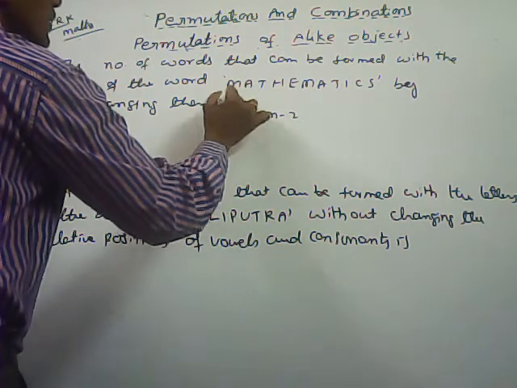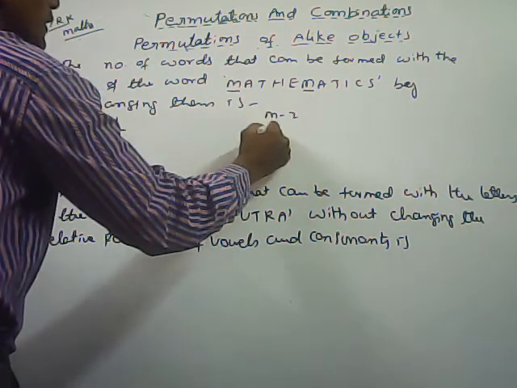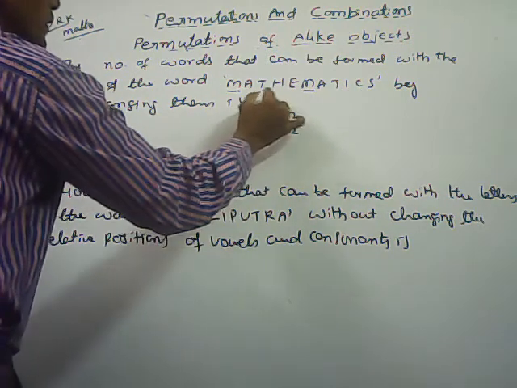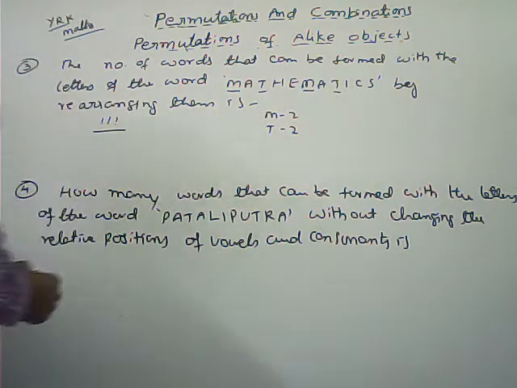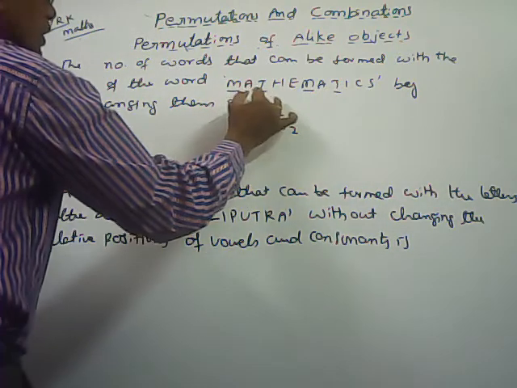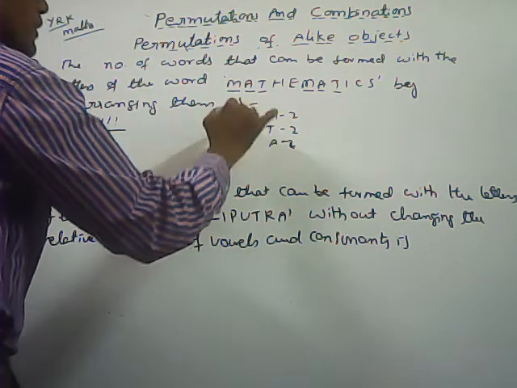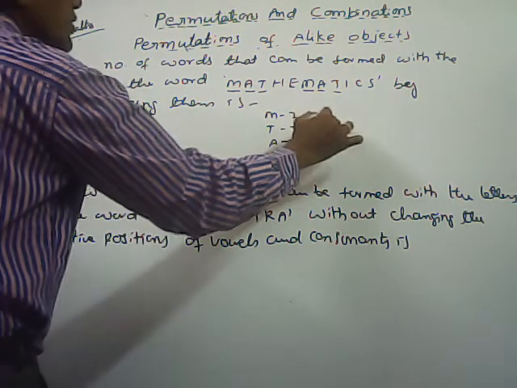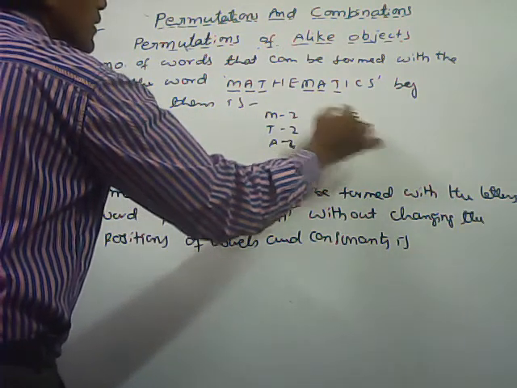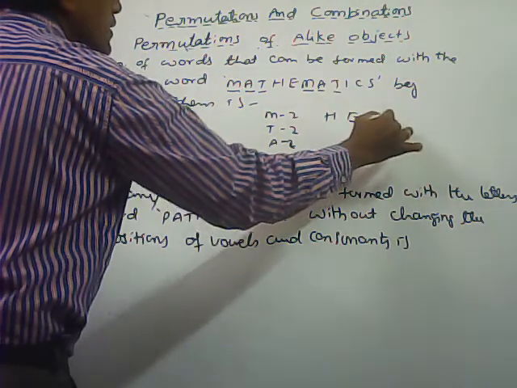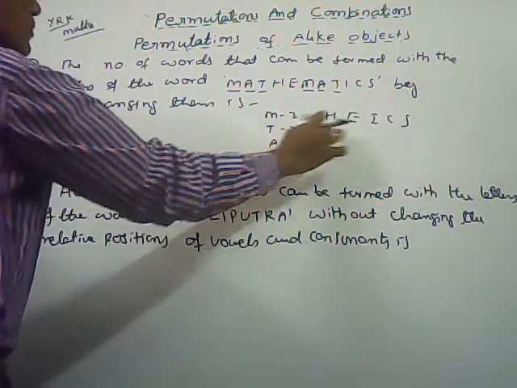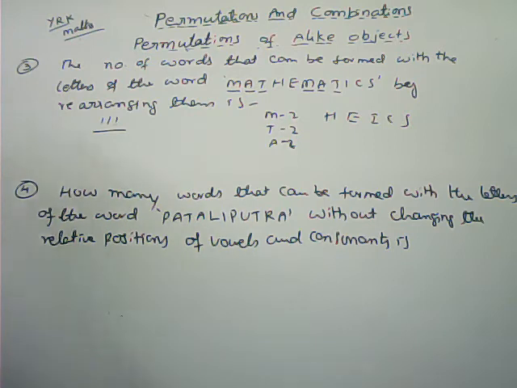In MATHEMATICS, M's are already completed. How many T's are there? 2 are there. T's also completed. Next, A's also 2 are there. Next, H, E, I, C, S. All those are different only.